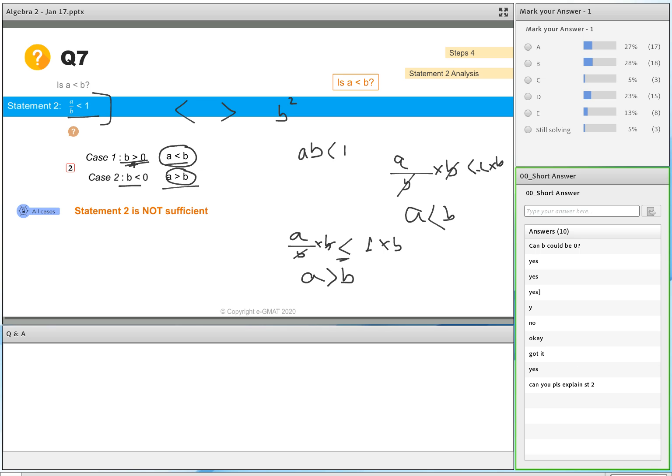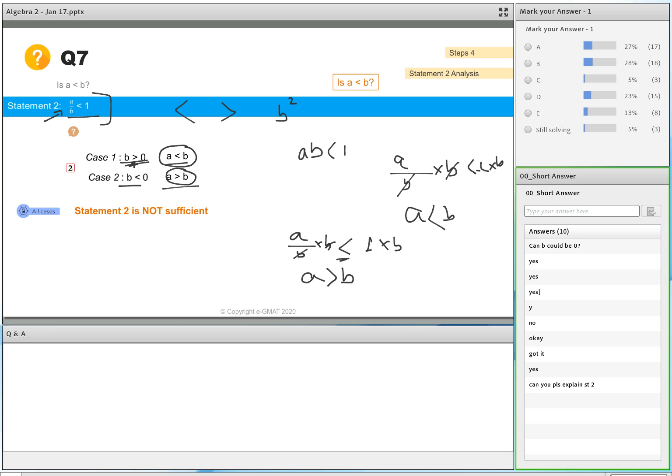All right, that's perfect. Now, someone asked me, can b be 0? No, b can never be 0. If b becomes 0, then a by b is undefined, right? We cannot have b equal to 0. That's out of scope of GMAT. Again, something that we have to keep in mind: the denominator cannot be equal to 0.